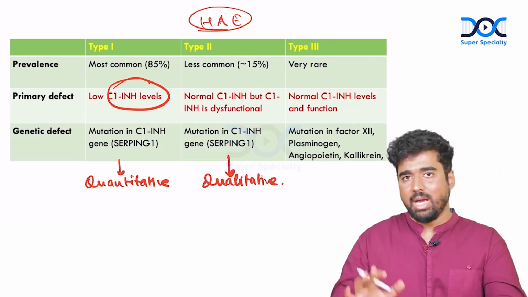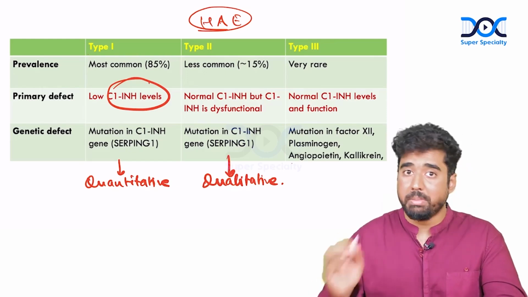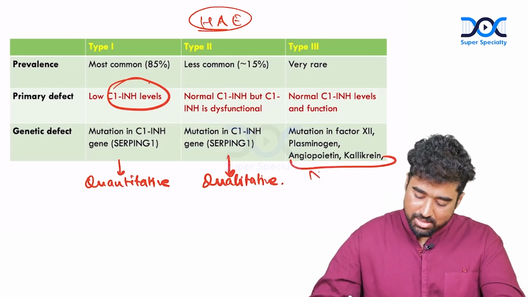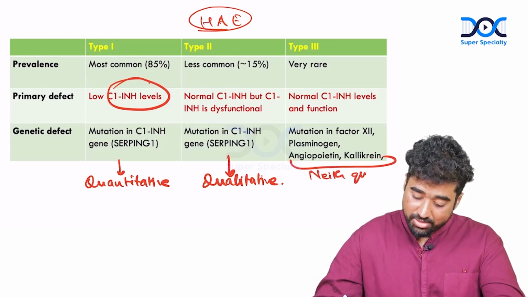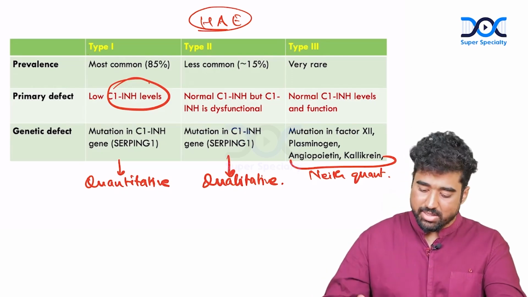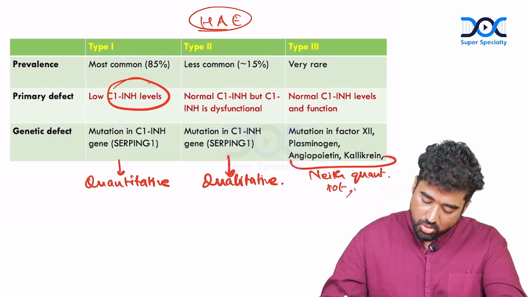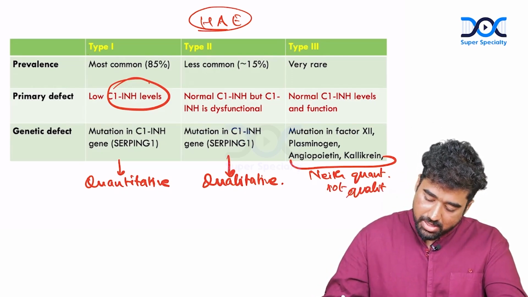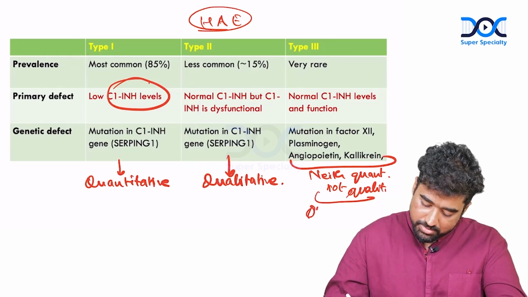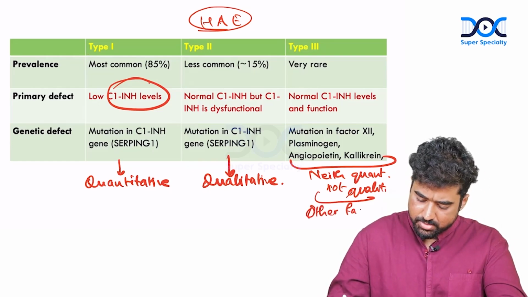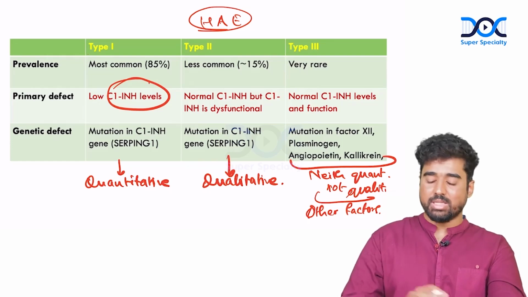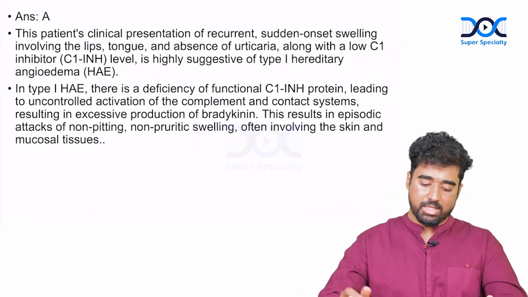And all three are genetic defects, but what you have to remember in type 3 is that it is neither quantitative nor qualitative with respect to the C1 esterase inhibitor, but it involves other factors, right? So these are the various three types of hereditary angioedema.